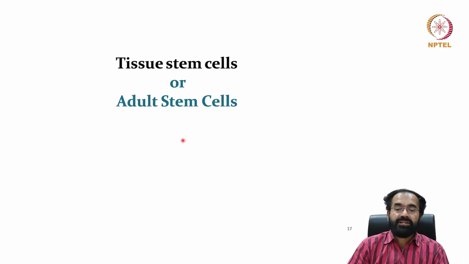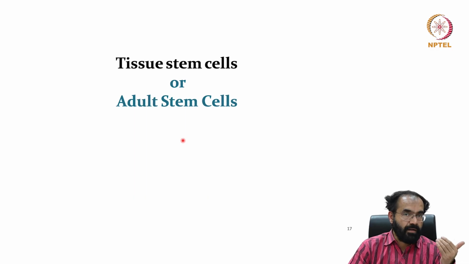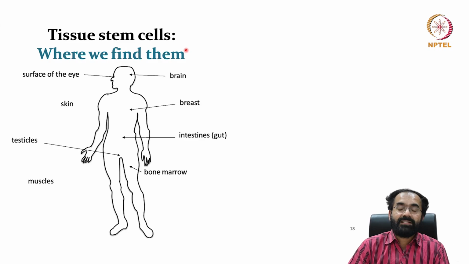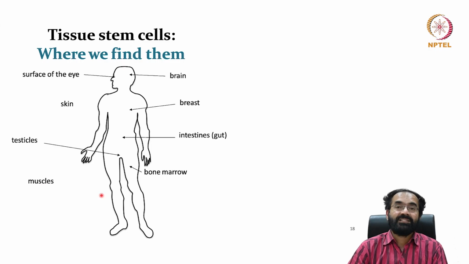Tissue stem cells, or adult stem cells. We have seen that every tissue has stem cells, which run the maintenance of that tissue or organ. So where do you find them? The surface of the eye has them, because you have cornea, conjunctiva, etc. We have brain stem cells, skin stem cells, breast stem cells, and testicles have them, because the germs you have to produce come from a stem cell. The intestine has intestinal stem cells, bone marrow has bone marrow stem cells, and muscles have stem cells.